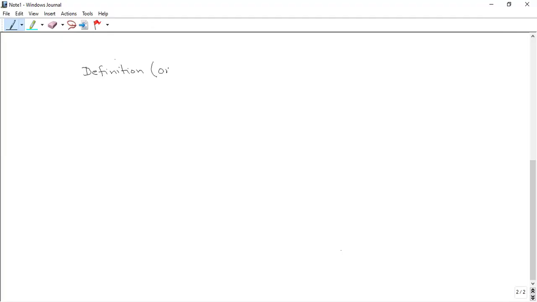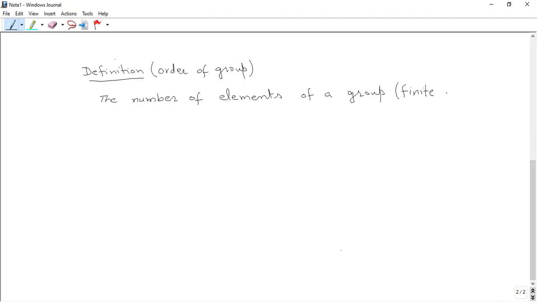that is order of group, and this definition is the number of elements of a group, and these number of elements can be finite or infinite, is called its order.